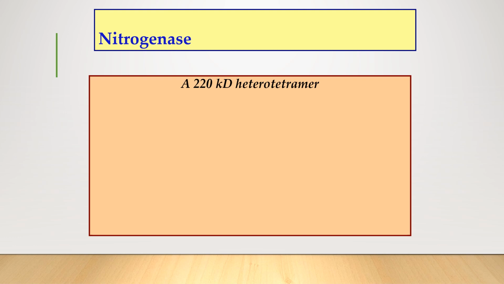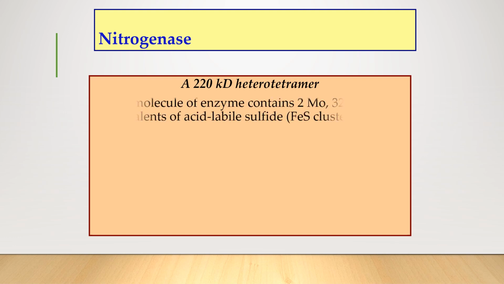Next, coming to this nitrogenase, the second component, it is a 220 kilodalton heterotetramer, and each molecule of this nitrogenase consists of 2 molybdenums, 32 iron and 30 equivalents of acid labile sulfur, that is in the form of iron sulfur clusters.